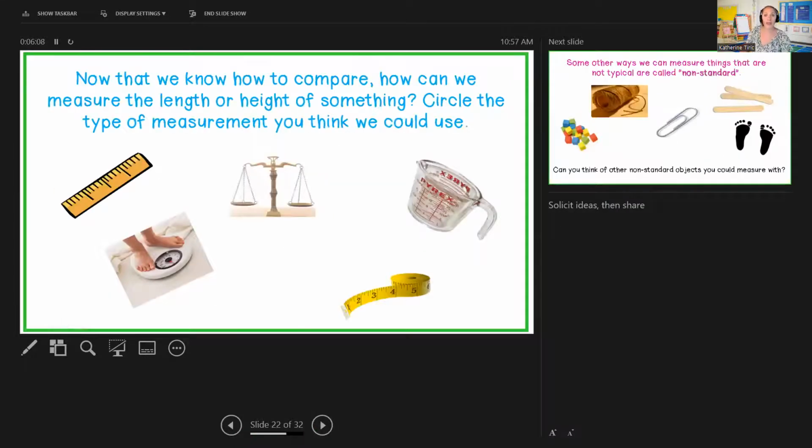All right, so now that we know how to compare, how can we measure the length or height of something? Just point to the type of measurement you think that we would use. Pause and turn and talk to your learning coach. So in this one, we would say that the ruler and the measuring tape would be the type of measurement that we would use for the length or height of something.